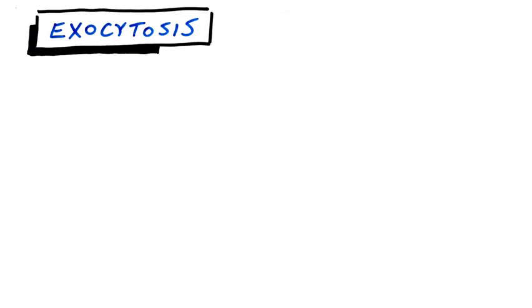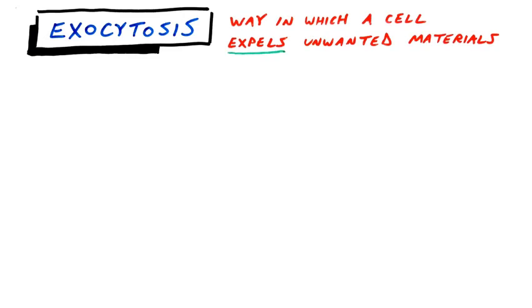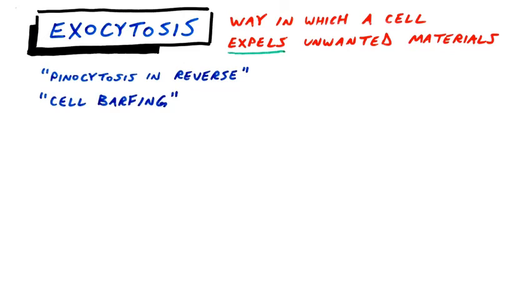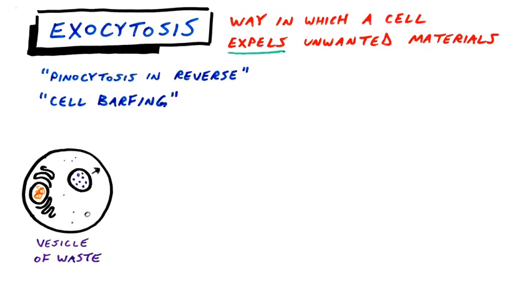Our last example is kind of the opposite of pinocytosis, and it's called exocytosis. Exo means out, so it's getting things out of the cell. And cells do this to sort of expel unwanted materials, or also to kind of drop off things that they've been making, such as proteins. I think of it as like pinocytosis in reverse, or if you really want to get gross, we can call it cell barfing. And here's our example.